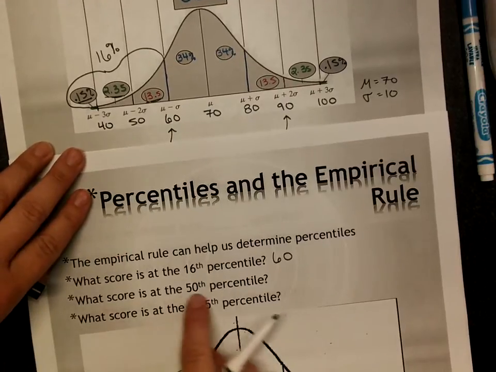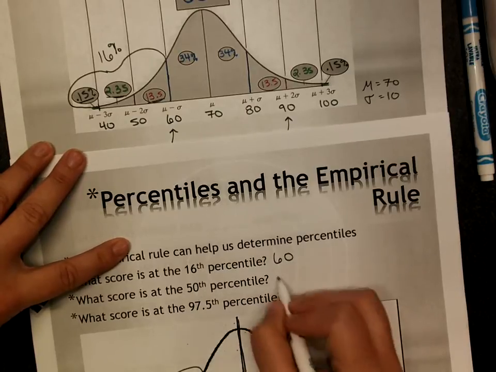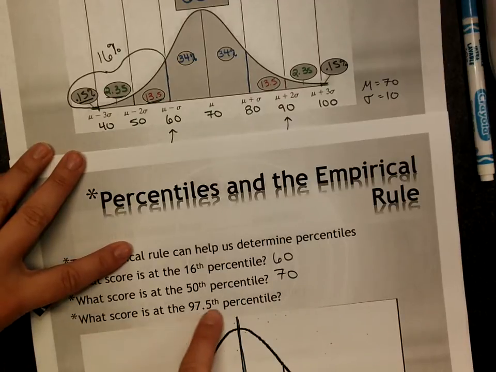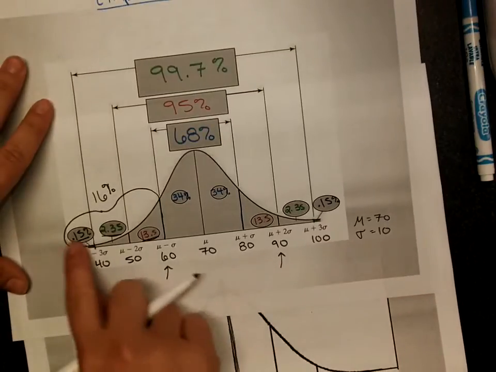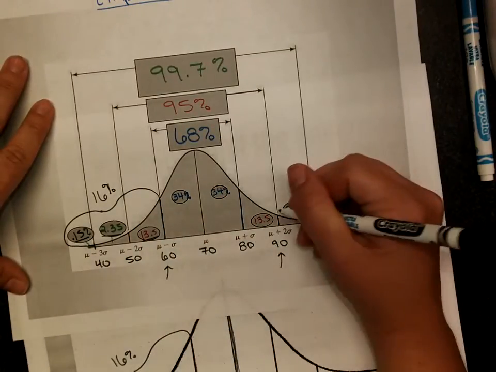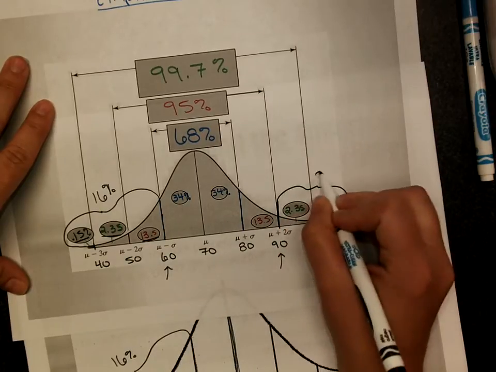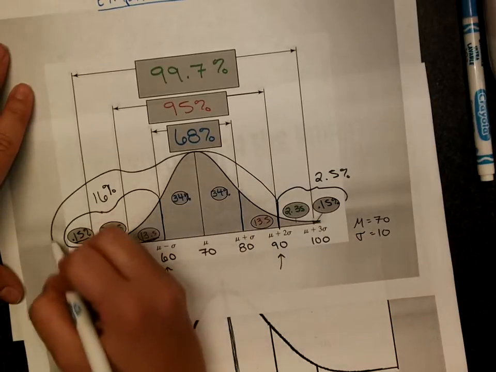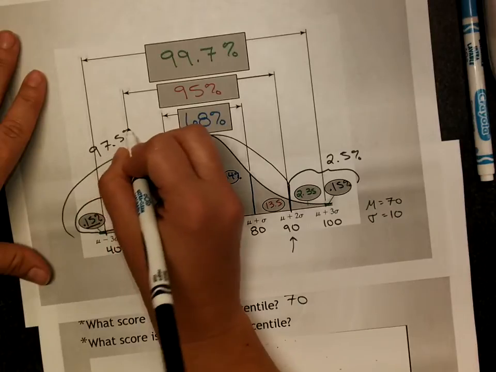And it says what score is at the 50th percentile. Remember, the dead middle, right in the middle, is the 50th percentile, so that would be 70. And this one's sometimes a little tricky. What score is at the 97.5th percentile? Starting from the bottom, if we add all these numbers up except for the top 2.5%, so these two represent 2.5%, then everything below that is 97.5%.